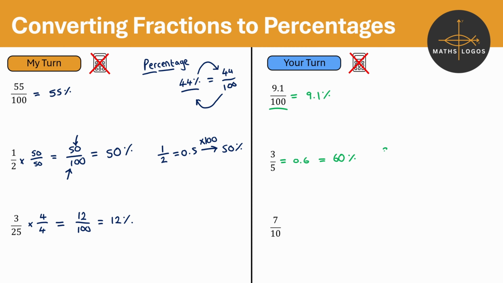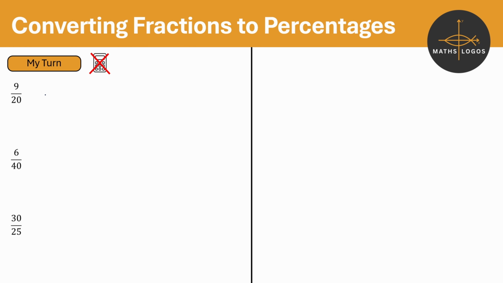The other way to do it is to take 3/5, multiply it by 20 over 20, because 5 multiplied by 20 is going to give me 100. 3 multiplied by 20, 60. I've got that denominator of 100, so my answer is 60%. And the last one, 7/10, multiplied by 10 over 10. That gives you 70 out of 100. So it's 70%.